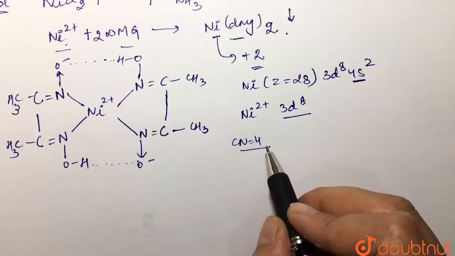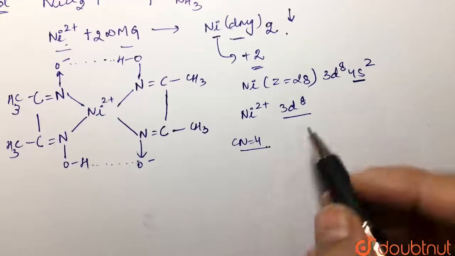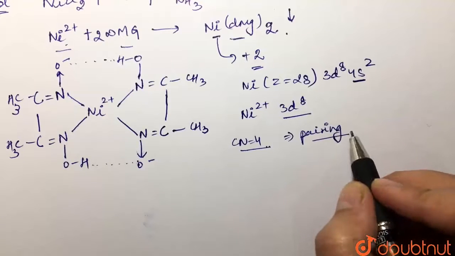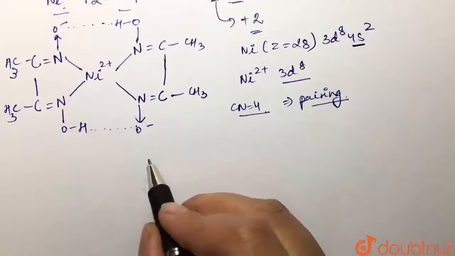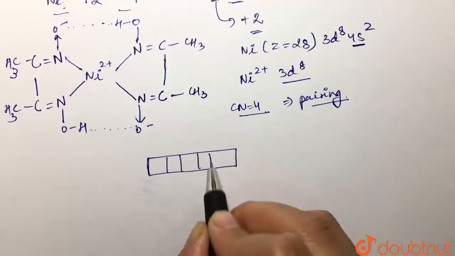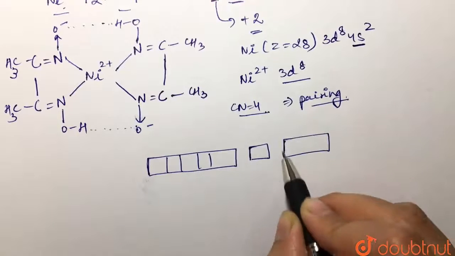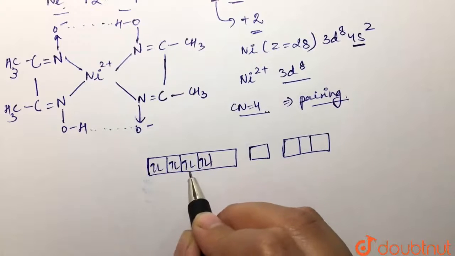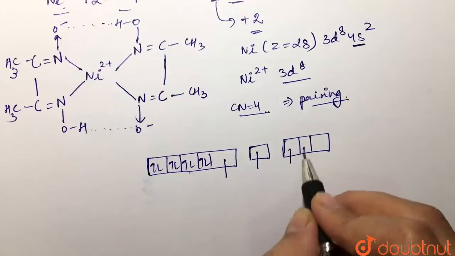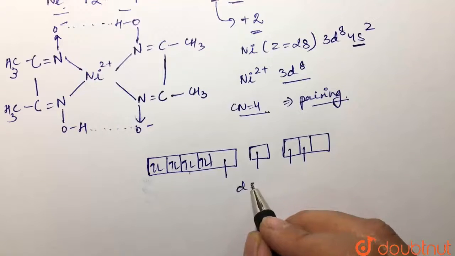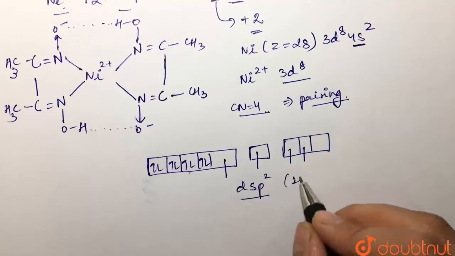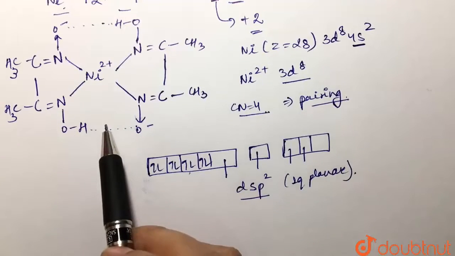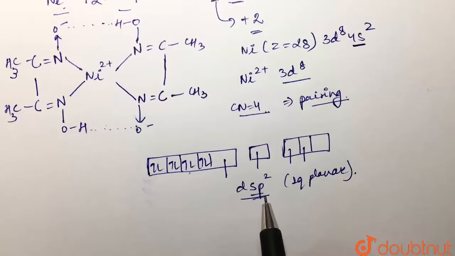But over here we have chelation present in the compound, so we are going to have pairing of the electrons. If we draw the orbitals, we have 3d orbitals, then we have an empty 4s orbital, and then we have empty 4p orbitals. So the pairing of electrons is going to occur like this. We have 8 electrons over here, and then it makes 1, 2, 3 and 4 bonds. So this has dsp2 type of hybridization with square planar geometry. So this is square planar in nature, and the hybridization is dsp2.